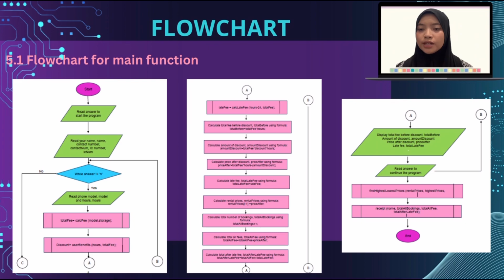Then the program will read the answer from the customer on whether they want to continue the program. If the answer given is not equal to n, then the program will continue to execute all the activities in the while loop. But if the answer given by the customer is equal to n, then the program will continue with the function called find_highest_lowest_prices(rental_prices, highest_prices, lowest_prices), and also another function call, which is receipt(name, total_all_bookings, total_all_fee, total_after_late_fee). Then the program will end with the end symbol.